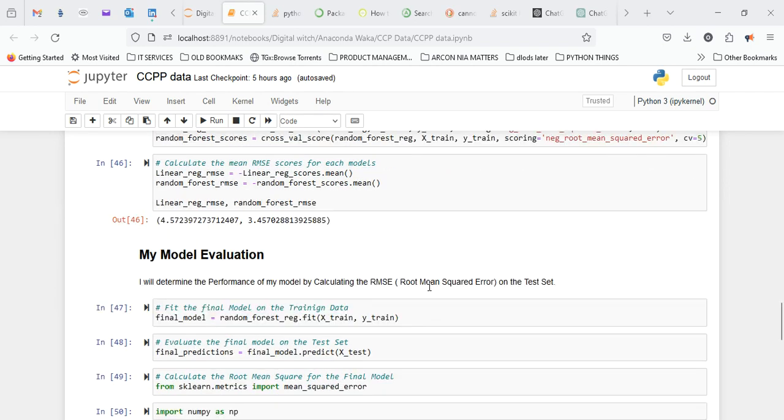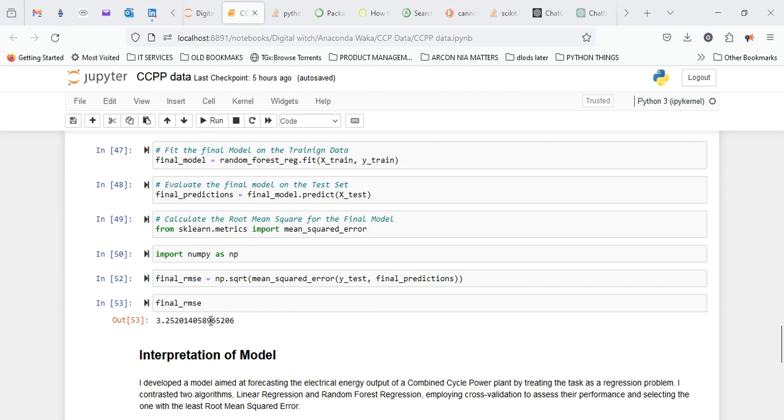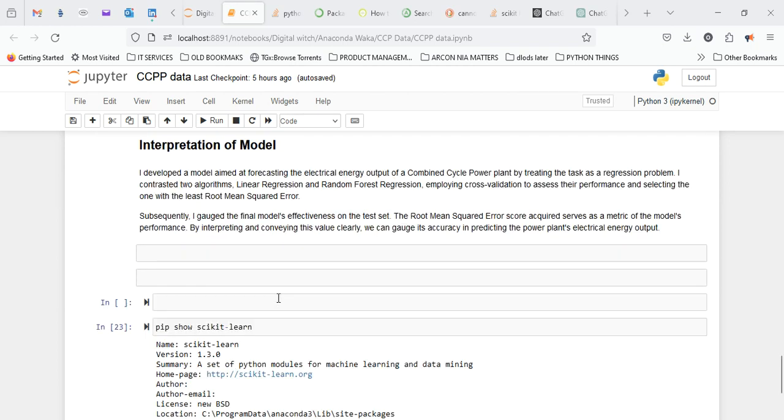My model evaluation. I will determine the performance of my model by calculating the root mean square error on the test set. Here we can see the final root mean square error.